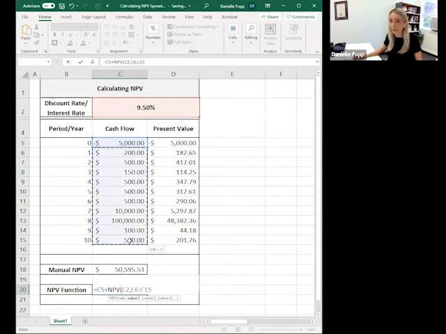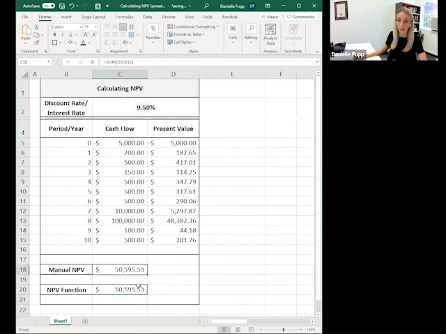So we drag that down from cell C6 to C15, close the bracket, and as you can see, they're both the same, which means that we have correctly calculated NPV both manually and using the Excel function.